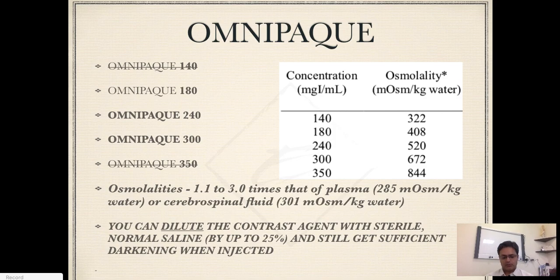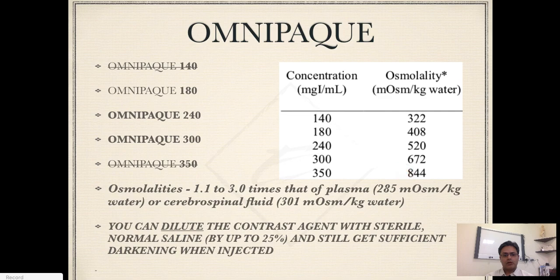So if you notice, the 240 over there has an osmolality of 520, which is significantly more than that of plasma. And the 300, which is more commonly available, has an osmolality of 672. The 350, which is used for IV procedures, has an osmolality of 844. So if you compare between 240 and 350, there is a significant change in the osmolality.